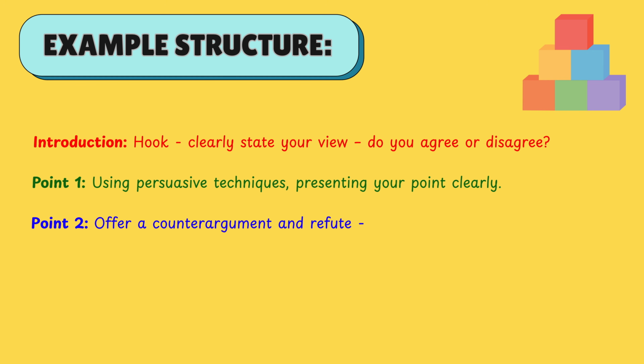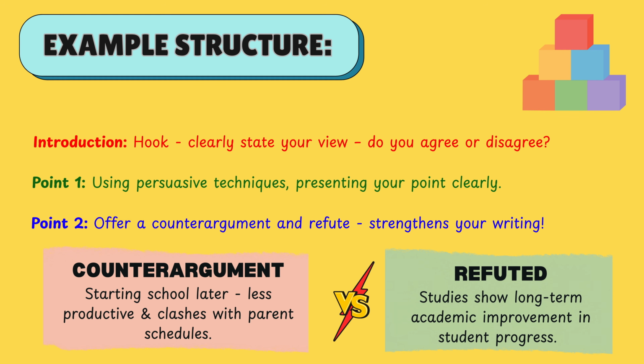Now, when you get to writing your second point, offer a counter-argument and then refute it. This shows balance, which will advance your persuasive writing. So here let's say that you frame your argument to say that you think the day should be restructured so that students have more time to sleep. Your counter-argument might be that some may argue or believe starting school later would make the day less productive and clash with parents' work schedules.